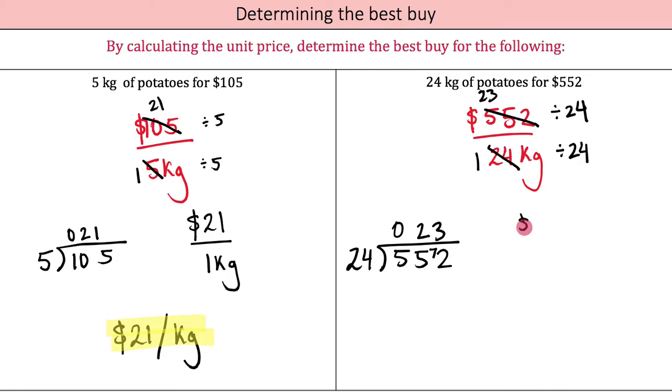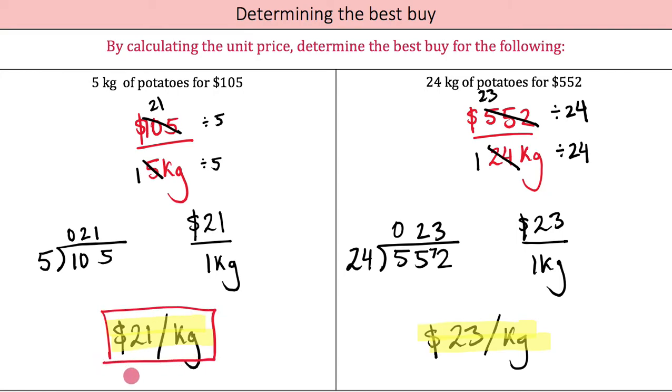So it's going to be $23 for 1 kilo. So I'm paying 23. Whoa, that is ugly. It's going to be $23 a kilo. So what's cheaper, $23 a kilo or $21 a kilo? Hopefully you said this one because 21 is a lower number. So you're paying less for 1 kilo. So write best buy. This is your best buy.